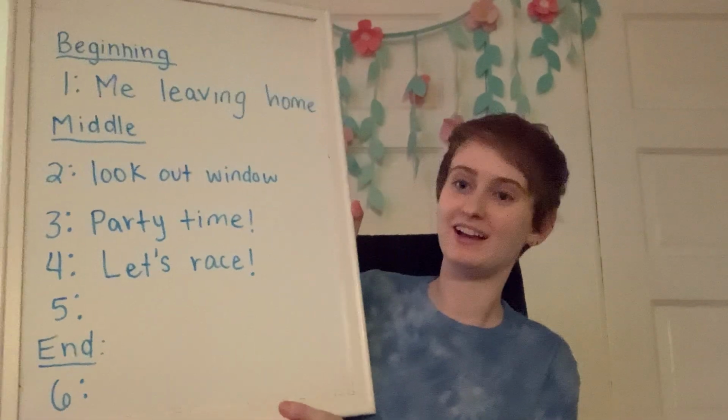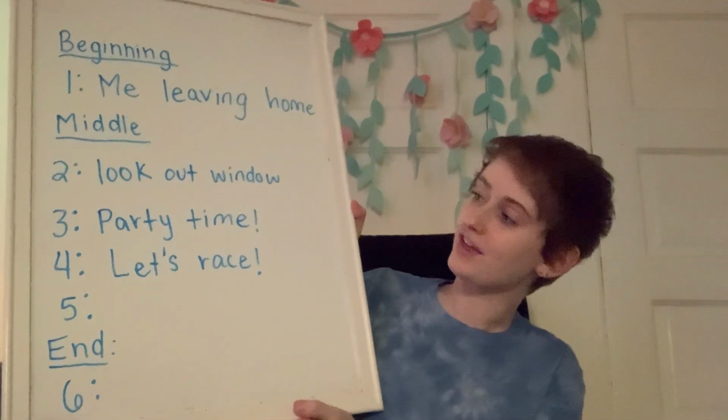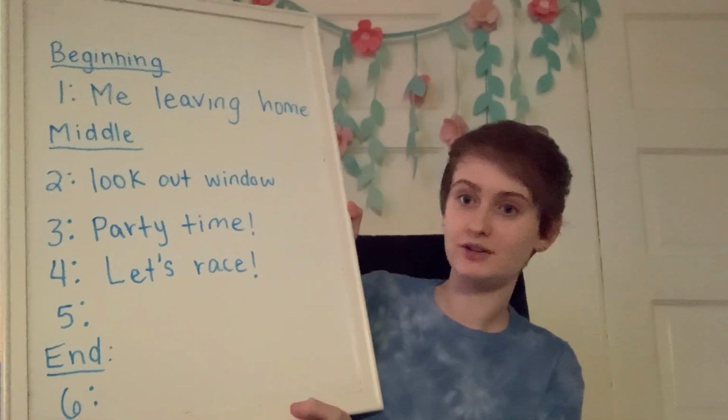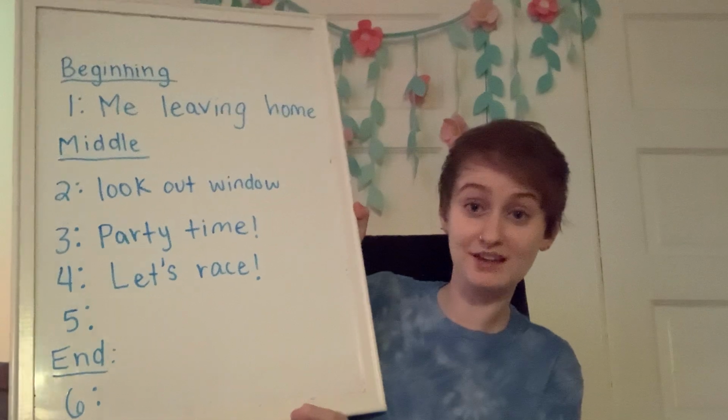So once the cats have their little party, they realize it's party time, I think they're going to have a race. So for number 4, I'm just going to write "let's race!" Because I think the cats, they're going to get the zoomies, they're going to run around and go zoom. So far they look out the window, they see I'm gone, they say party time, let's have a race.